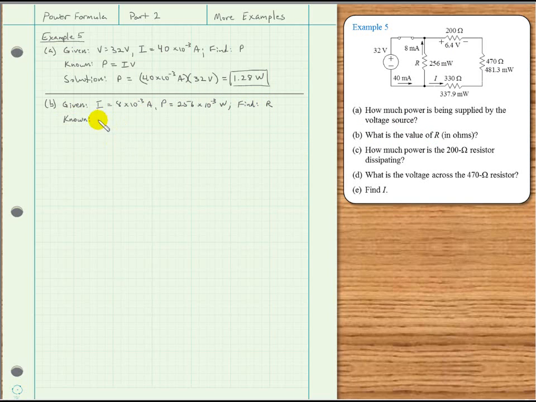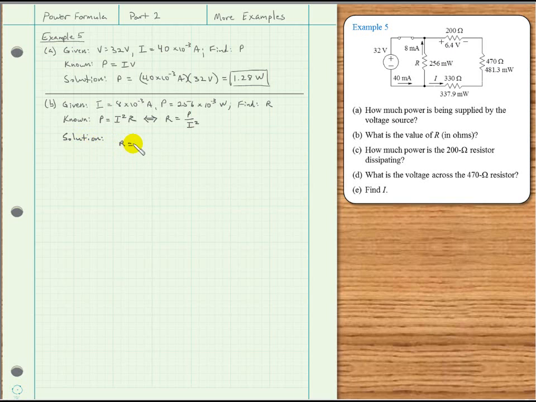So the relationship that we can use is Joule's law. Power is equal to I squared times R. Only we need to solve that for R, and so we will manipulate that algebraically. Dividing both sides by I squared, I get R equals the power divided by the current squared. And that's the form that the solution will take.